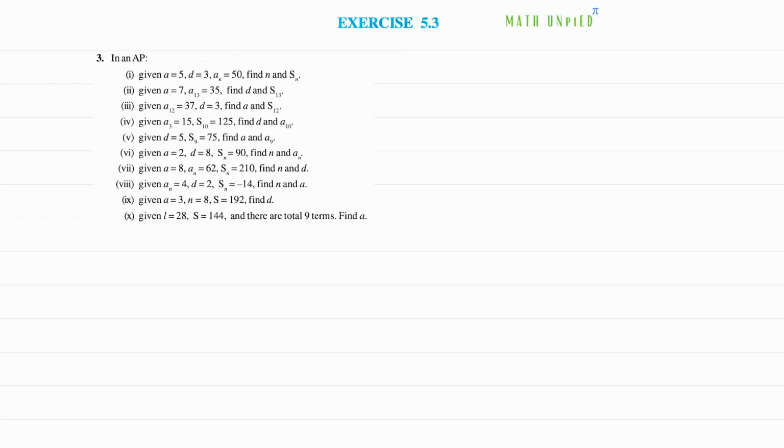Now let's move on to the third problem. The first subdivision, given a equals 5, d equals 3, an equals 50, find n and Sn. So we'll start with n. an is given by a plus n minus 1 times d, and an equals 50. So 50 equals a is 5, 5 plus n minus 1 times, and what is d?